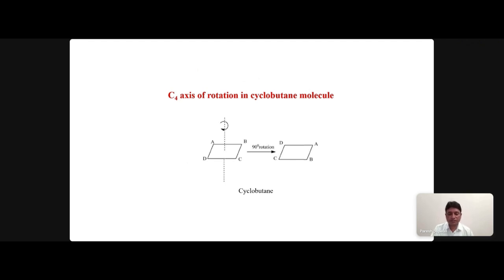In case of cyclobutane, this is the imaginary axis, and with the help of this imaginary axis, if we rotate this molecule along it by 90 degrees, we get an equivalent orientation. So in this case, the order of axis n is equal to 360 by 90, which is 4. So C4 is a symmetry element, and if we rotate the molecule by 90 degrees, that symmetry operation can be represented as C4^1. So different symmetry operations, C4^1, C4^2, C4^3, C4^4, are the symmetry operations.